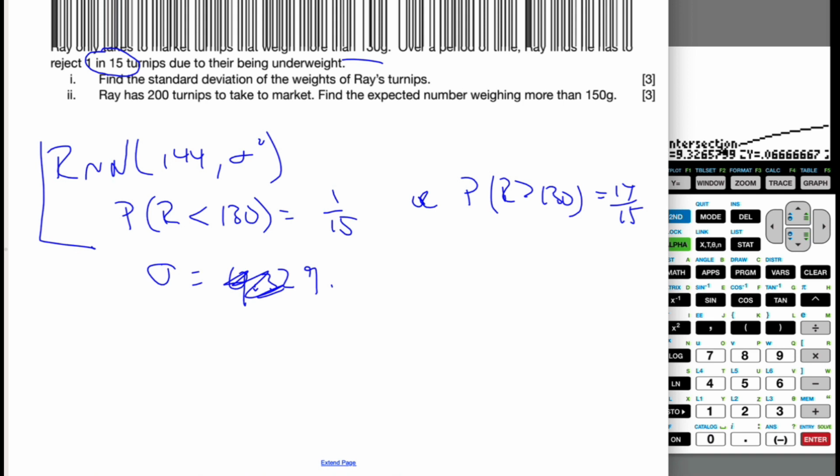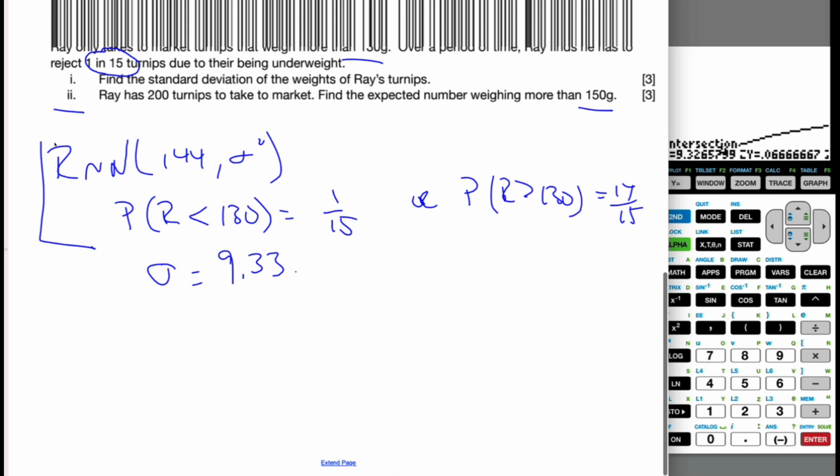9.33, just 3 significant figures. 9.33 is the standard deviation. So now it says Ray has 200 turnips to take to market. Find the expected number that weighs more than this.